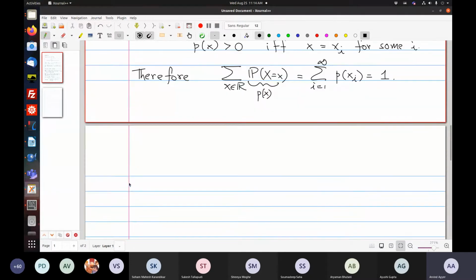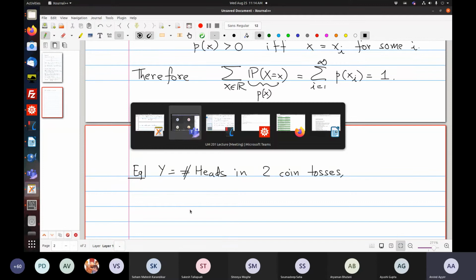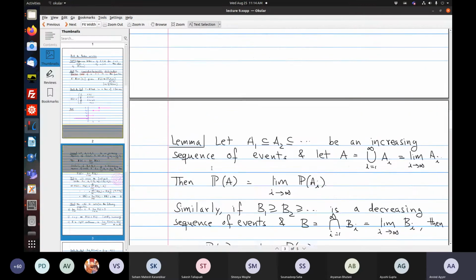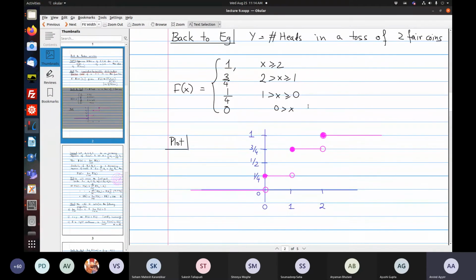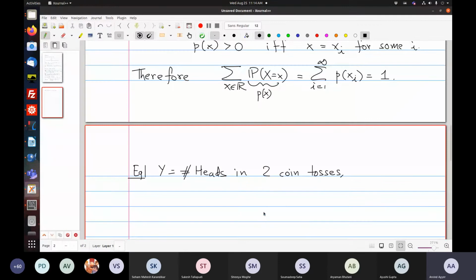So for our example of two coin tosses, Y equals the number of heads in two coin tosses. We plotted the CDF last time. Remember, this was the CDF. Let's say fair coin tosses. So then I can write down the PMF. So maybe you can tell me.